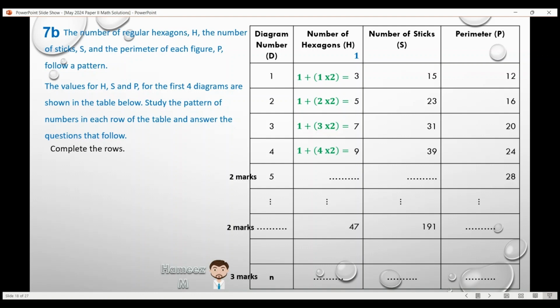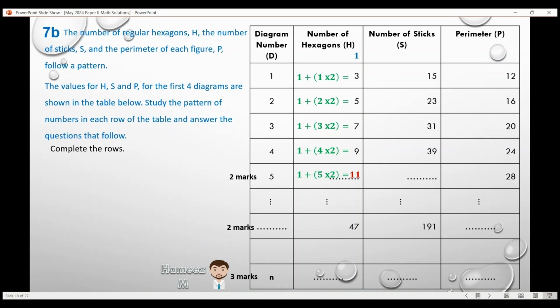So if we look at what's happening with the first column and the second column, 1 remains constant in the second column, and what is changing is 1, 2, 3, 4. And those are the values of D from the first column. If we're following that pattern, then what happens with the row with diagram number 5? It'll be 1 plus 5 times 2. And 5 2s are 10, and 1 is 11. So we're able to solve for that.